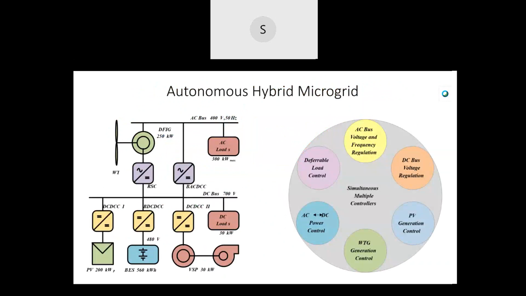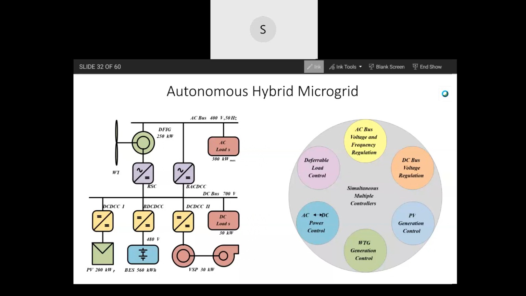Then the autonomous hybrid microgrid. Suppose we are making a microgrid that is autonomous. This will be a futuristic requirement. Grid connected is one mode of operation. Islanded is the other mode of operation. For the islanded operation, that's where coordinated control is required. So let's quickly see what controls are required. If you have a hybrid microgrid, it has an AC network like this and a DC network like this.